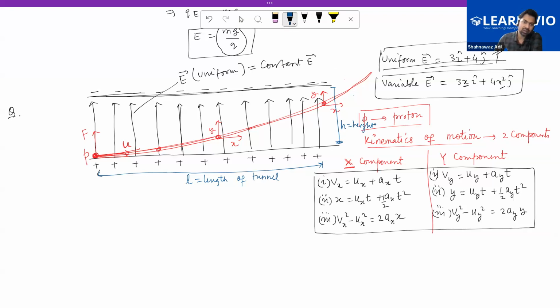Now, we are providing the horizontal speed to this proton. So which component is 0? You have the ux component and you have the uy component. Which component is 0? Can you tell me?